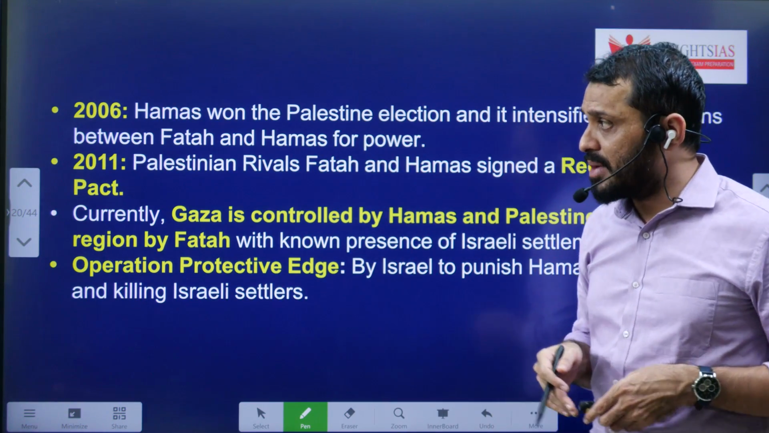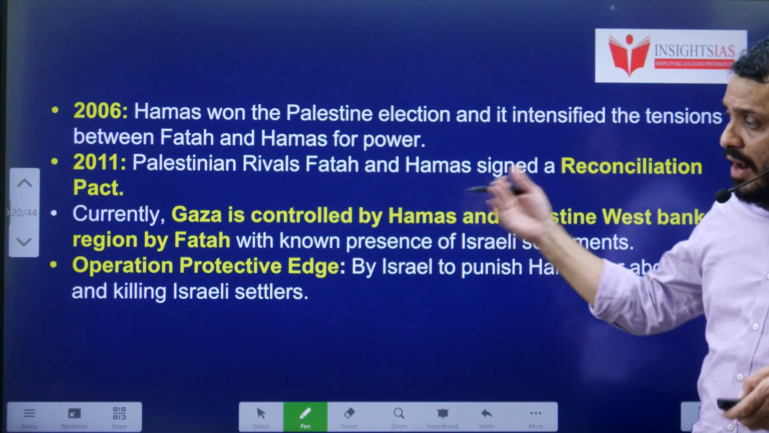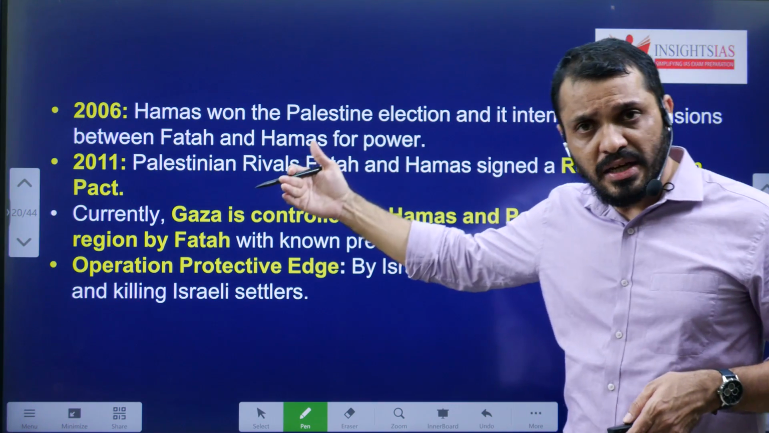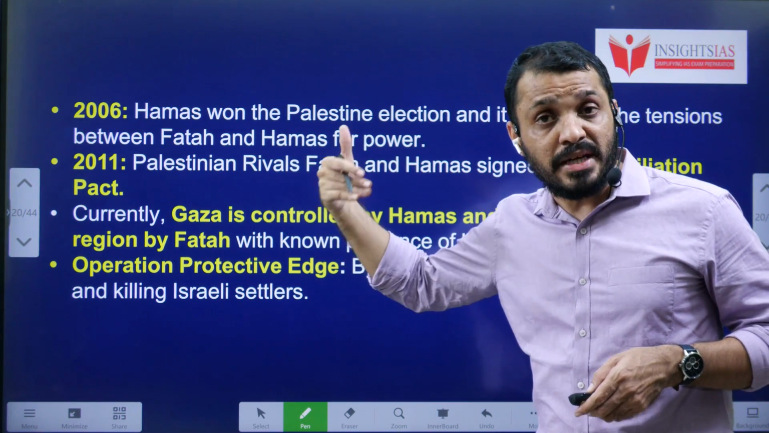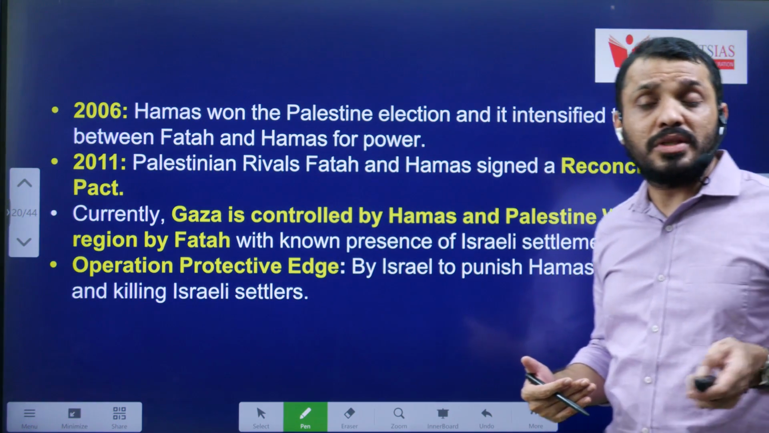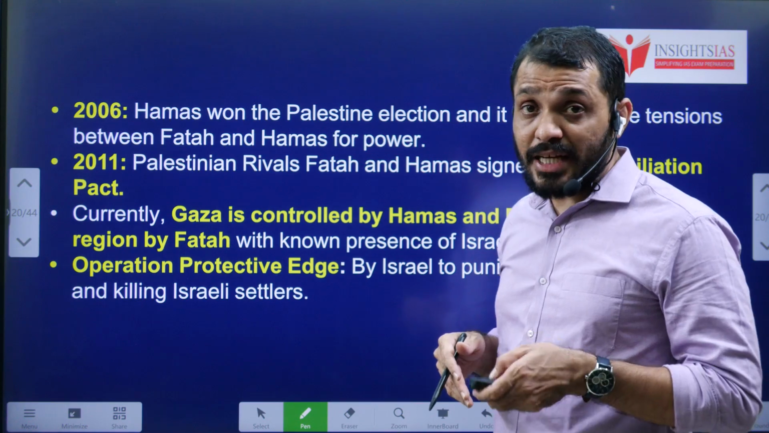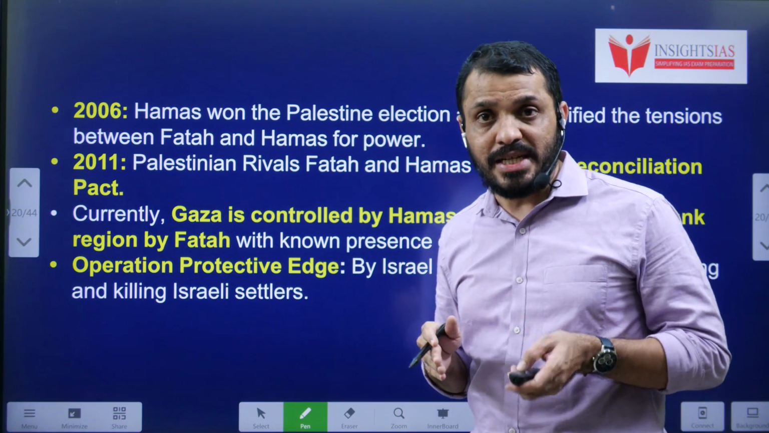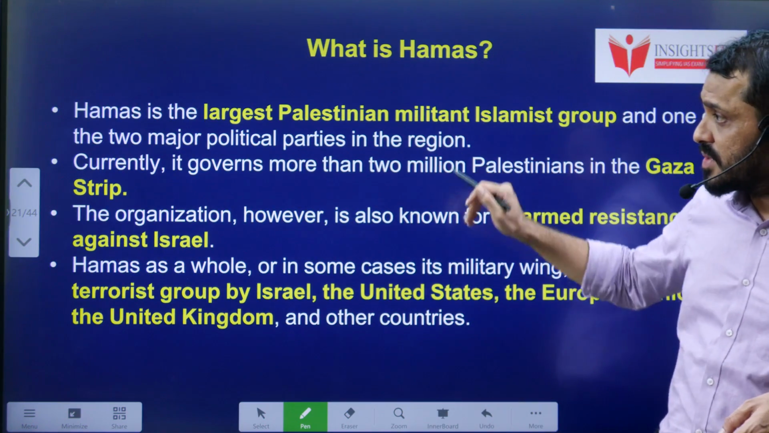That is their Hamas demand. And after that, very frequently, violence erupts between Palestine and Israel. You know that America's relations also keep on changing. We will discuss the America relation with respect to this.